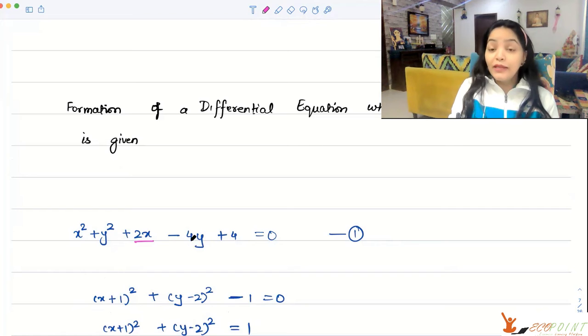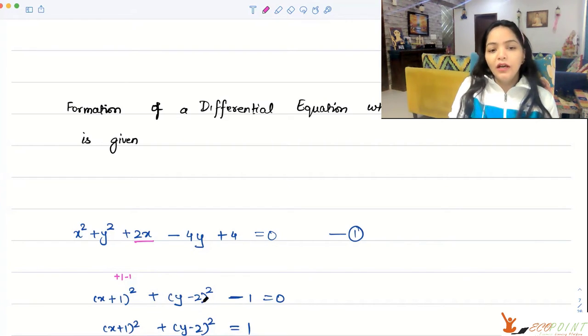And you have minus 4y here. So that means it has to be y minus 2 whole square, right? So y minus 2 whole square. So that means what has been used up here is x square has been used up, 2x has been used up. And what else has been used up? 1. 1 has been used up, right? So if I introduce 1, then I have to subtract 1 as well.